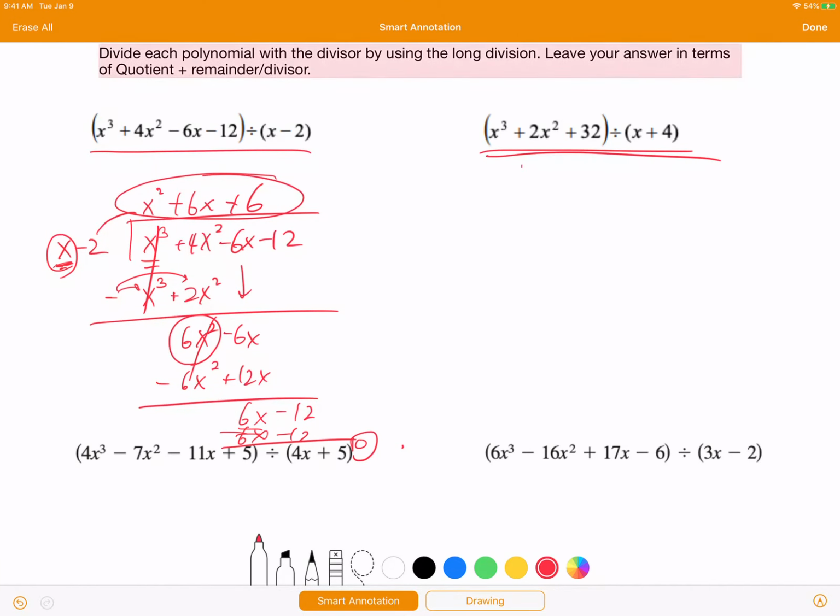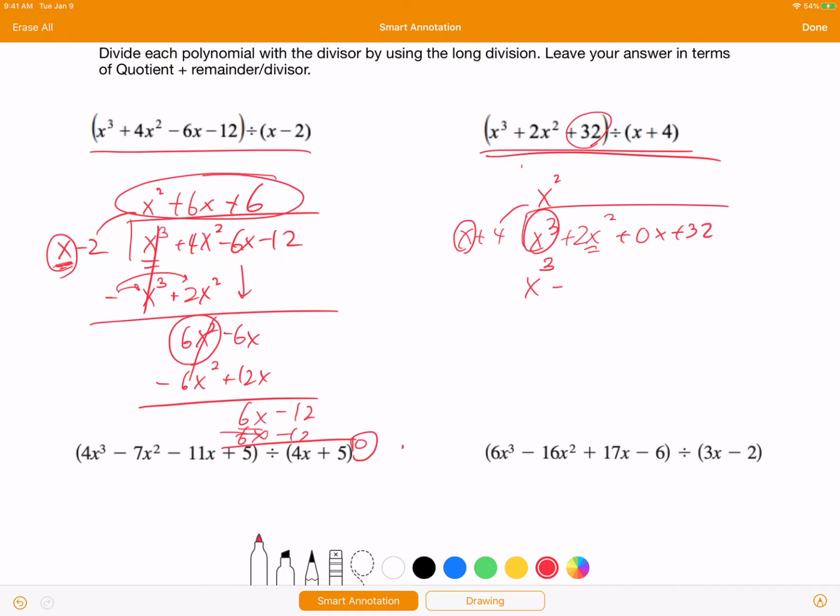Alright, second one, x cubed plus 2x squared. This one here, we have no x value, so we go straight to 32, but that doesn't mean that we write 32 right after the x squared. We need to write 0x plus 32. Divide that by x plus 4. Now x fits in x cubed. We're going to focus on the very first terms once again. X squared, x cubed, and then plus 4x squared. Subtract these, distributing the signs. Cancel these out, and that's negative 2x squared plus 0x.